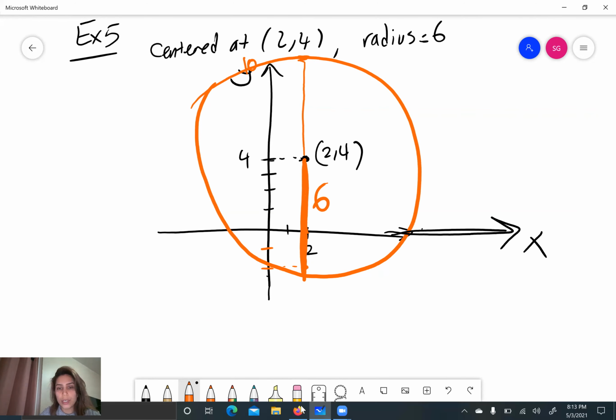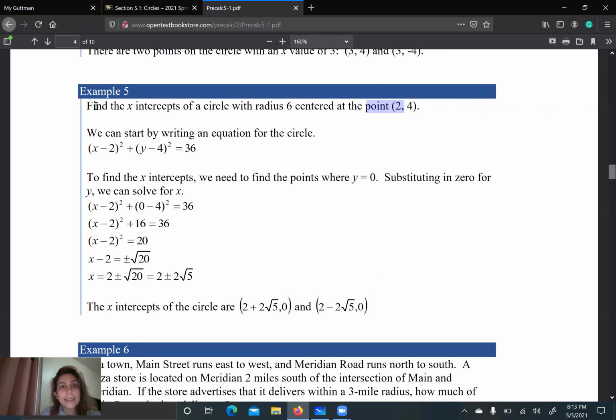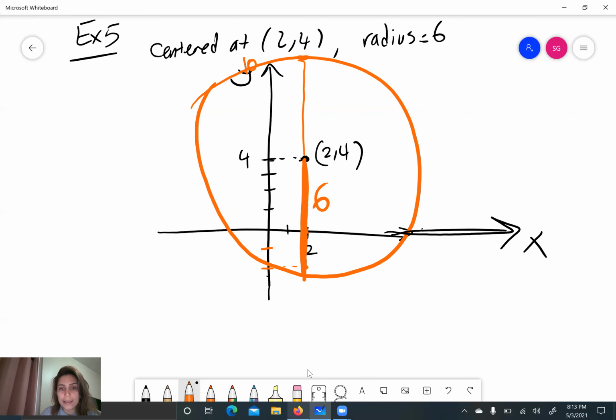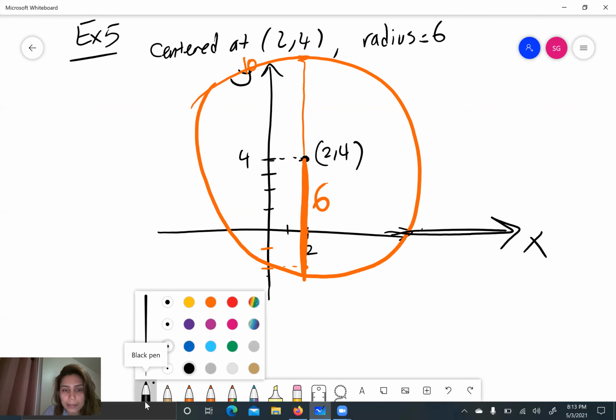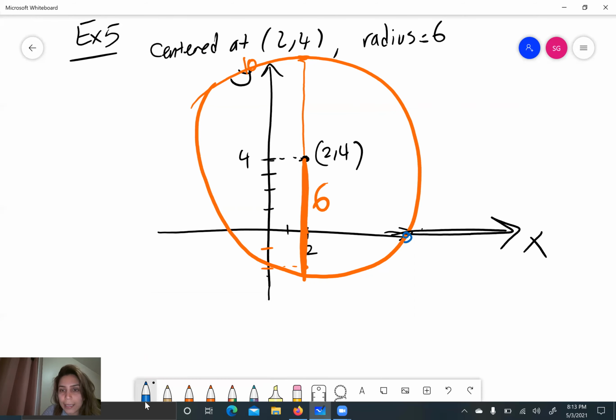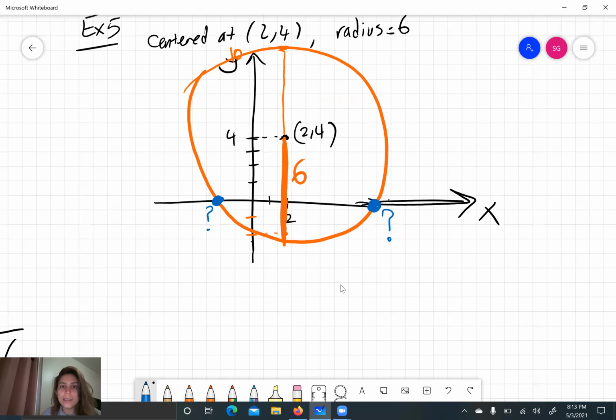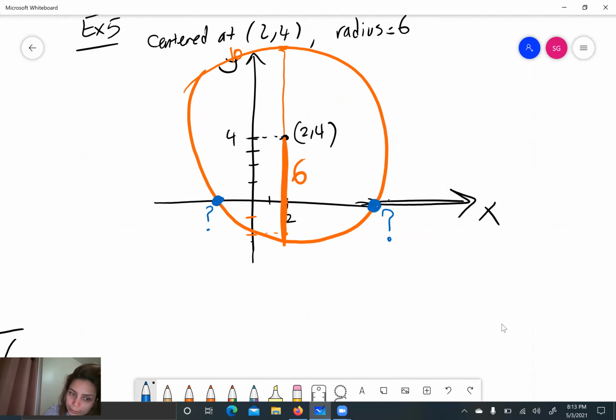Okay, what's the question? Find the x-intercepts. I see that the graph intersects the x-axis at this point and this point, so there are 2 x-intercepts. The question says, what are these 2? The circle crosses the x-axis, and the question is to find these 2. So let's first write the equation of this circle.